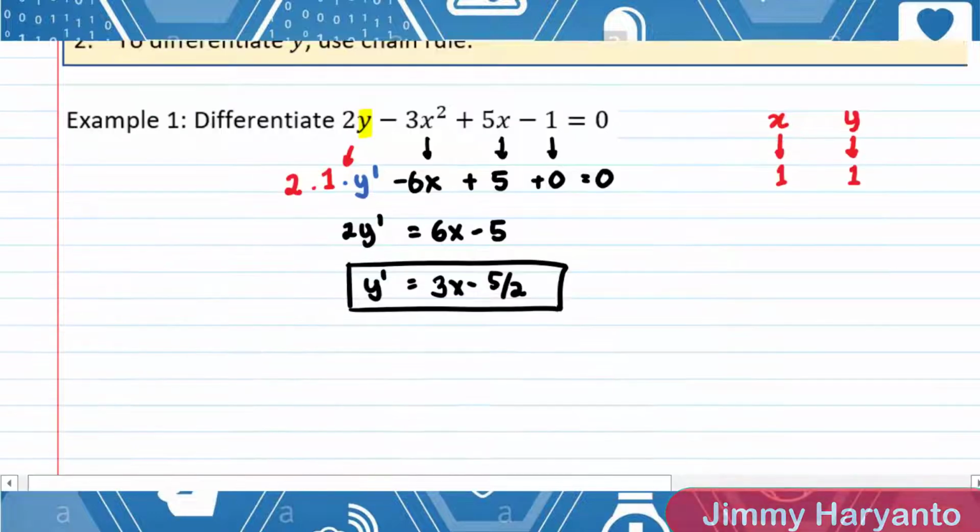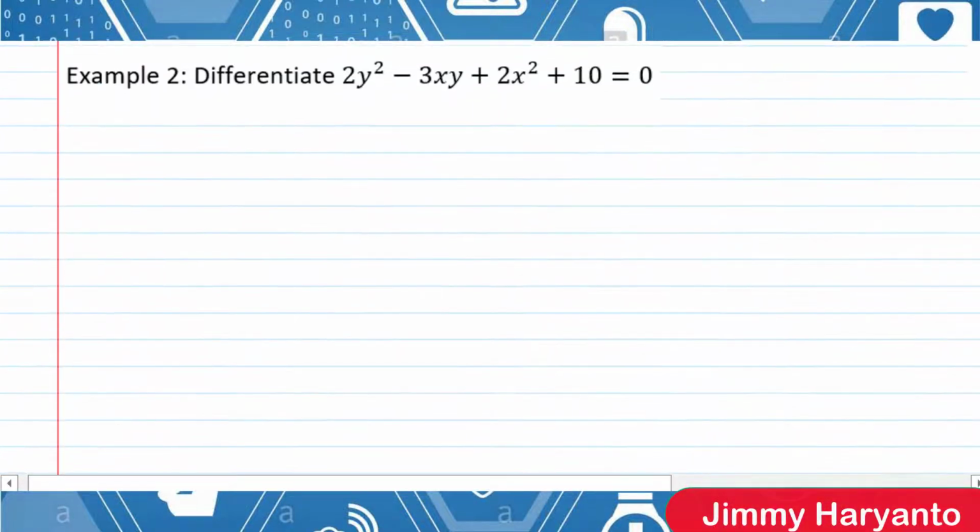Next is example 2. Example 2, differentiate this one. 2y squared minus 3xy plus 2x squared plus 10. Okay, so we have implicit function. That means we have to differentiate them with respect to x.